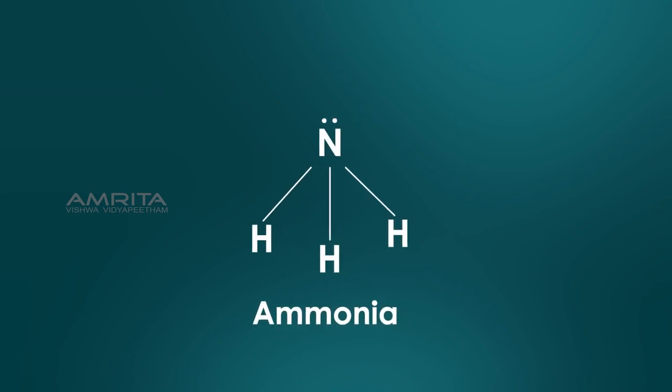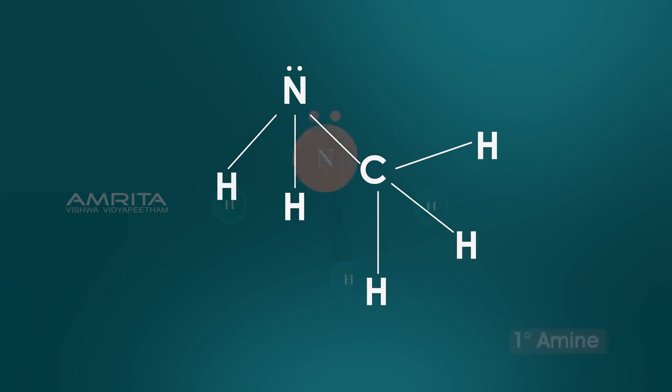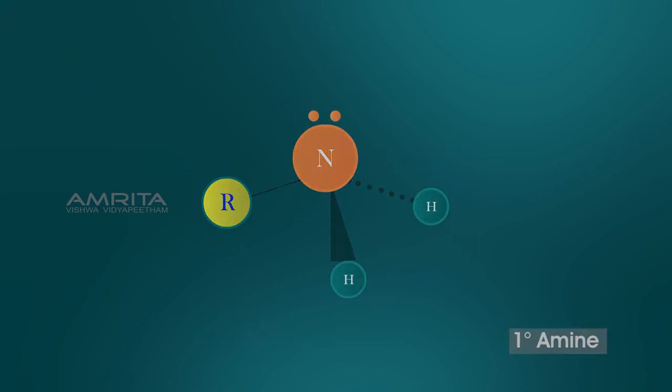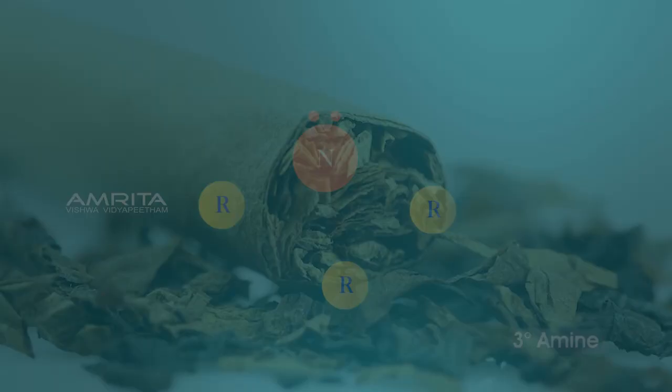When one of these three hydrogen atoms is replaced by an alkyl or aryl group, a primary amine is formed. When two of the three hydrogen atoms are replaced by alkyl or aryl groups, a secondary amine is formed. When all three hydrogen atoms are replaced by alkyl or aryl substituents, a tertiary amine is formed.